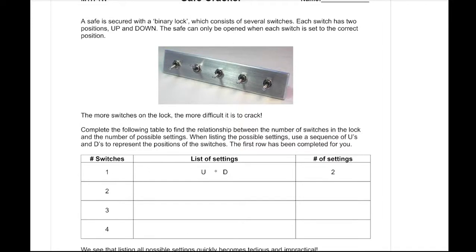If we have one switch, we either have it as up or down, which means there's a total of two settings. If we look at two switches, we have multiple options. Our switches are either up and up, up and down, down and up, and both down. So when we have two switches, we have four possible settings.